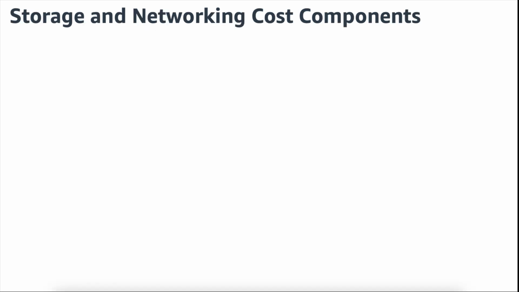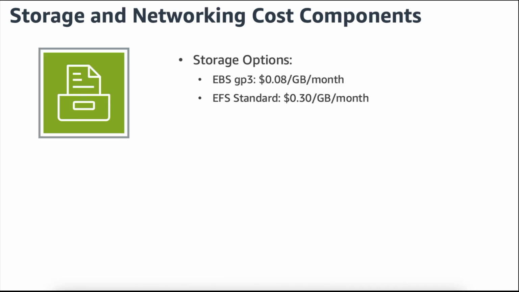Beyond compute costs, there are several additional components that contribute to your total EKS bill. Storage and networking costs can be significant, especially for data-intensive applications. For storage, you have several options. EBS GP3 volumes cost 8 cents per gigabyte per month and are suitable for most general-purpose workloads. EFS standard storage costs 30 cents per gigabyte per month but provides shared file system capabilities.